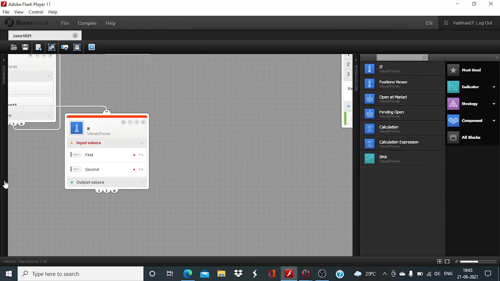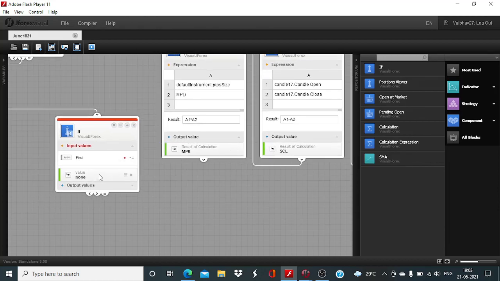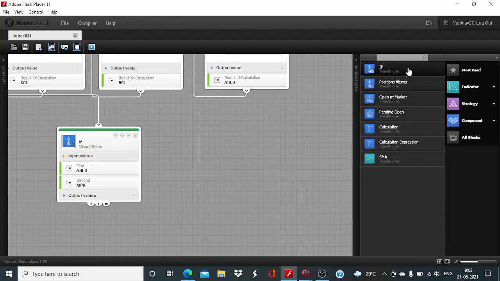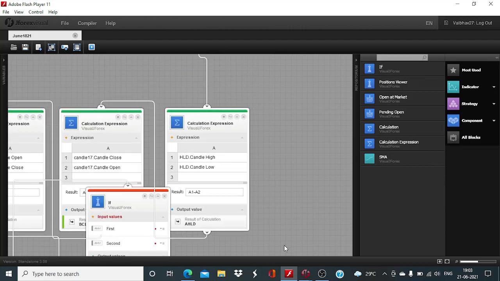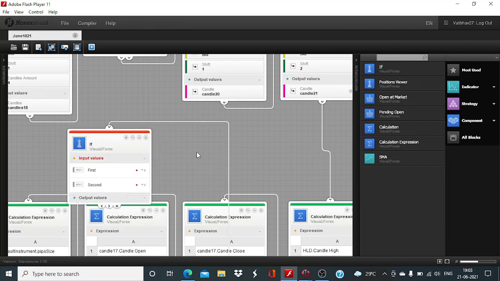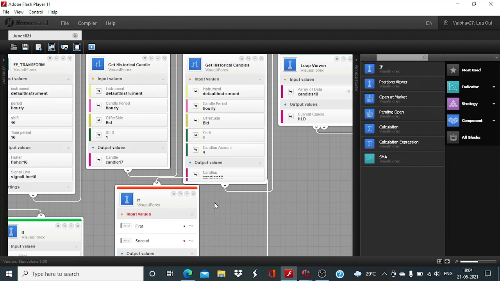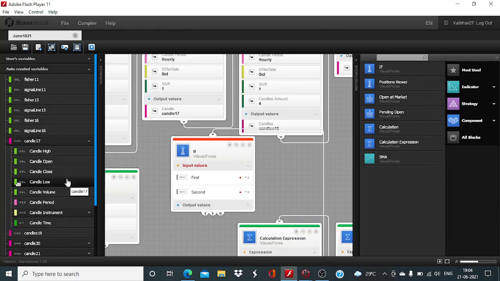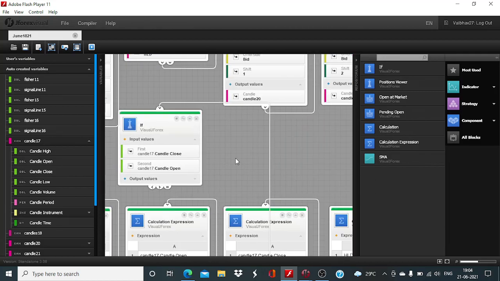Okay, then we will consider the price volatility, and the difference between the high and low should be greater than this minimum price difference, 20 pips. First input greater than second input. We also have to make sure that last hourly closing price is above its opening price. So we have to consider candle 17, candle close, and candle open. Candle 17 candle close is greater than candle 17 candle open.